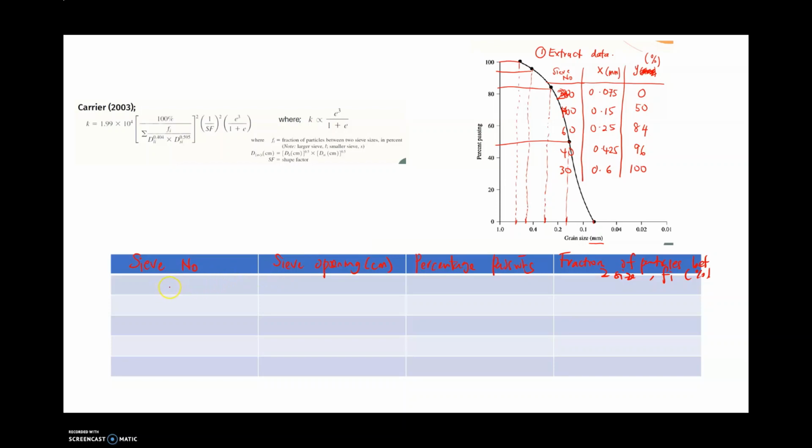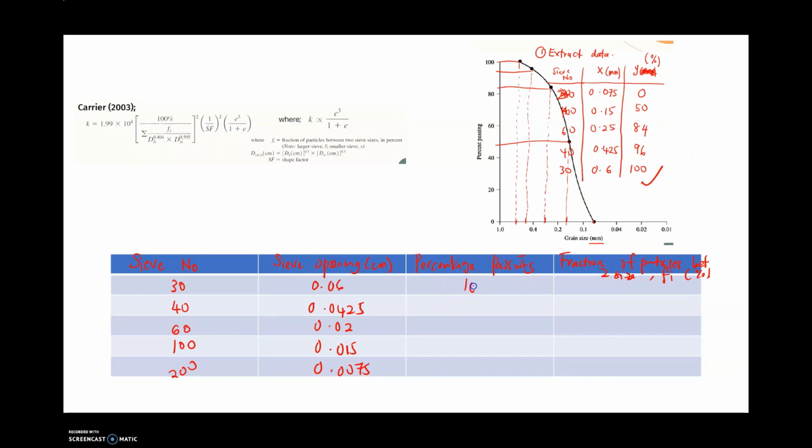So the first one, as I mentioned previously, we have sieve numbers 30, 40, 60, 100 and 200. Actually, there is no effect on your calculations if you want to put sieve numbers 1, 2, 3, 4 and 5 and so on, as long as it doesn't affect your calculations. And then the sieve opening, when you have already converted to centimeter: 0.06, 0.0425, 0.02, 0.015 and then 0.0075.